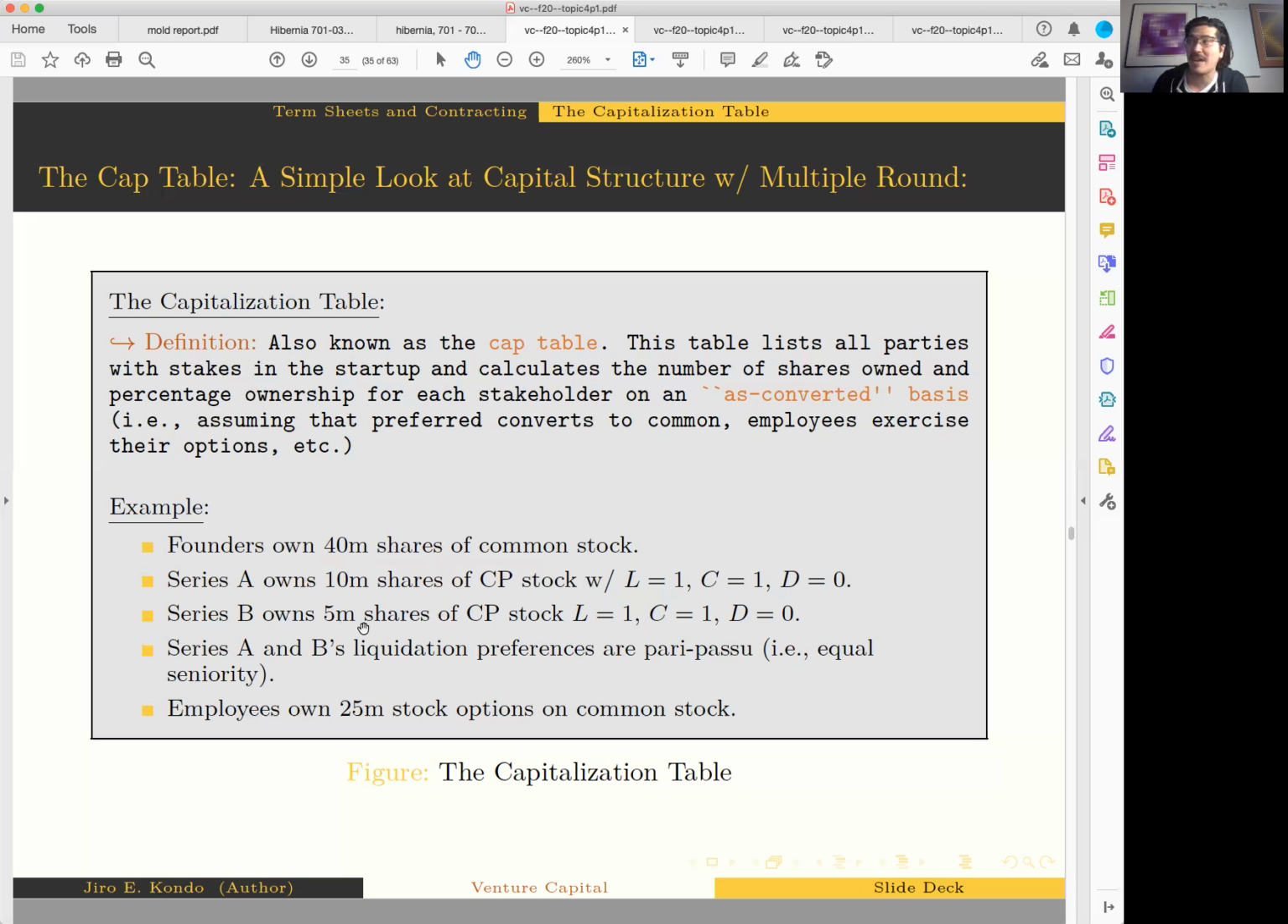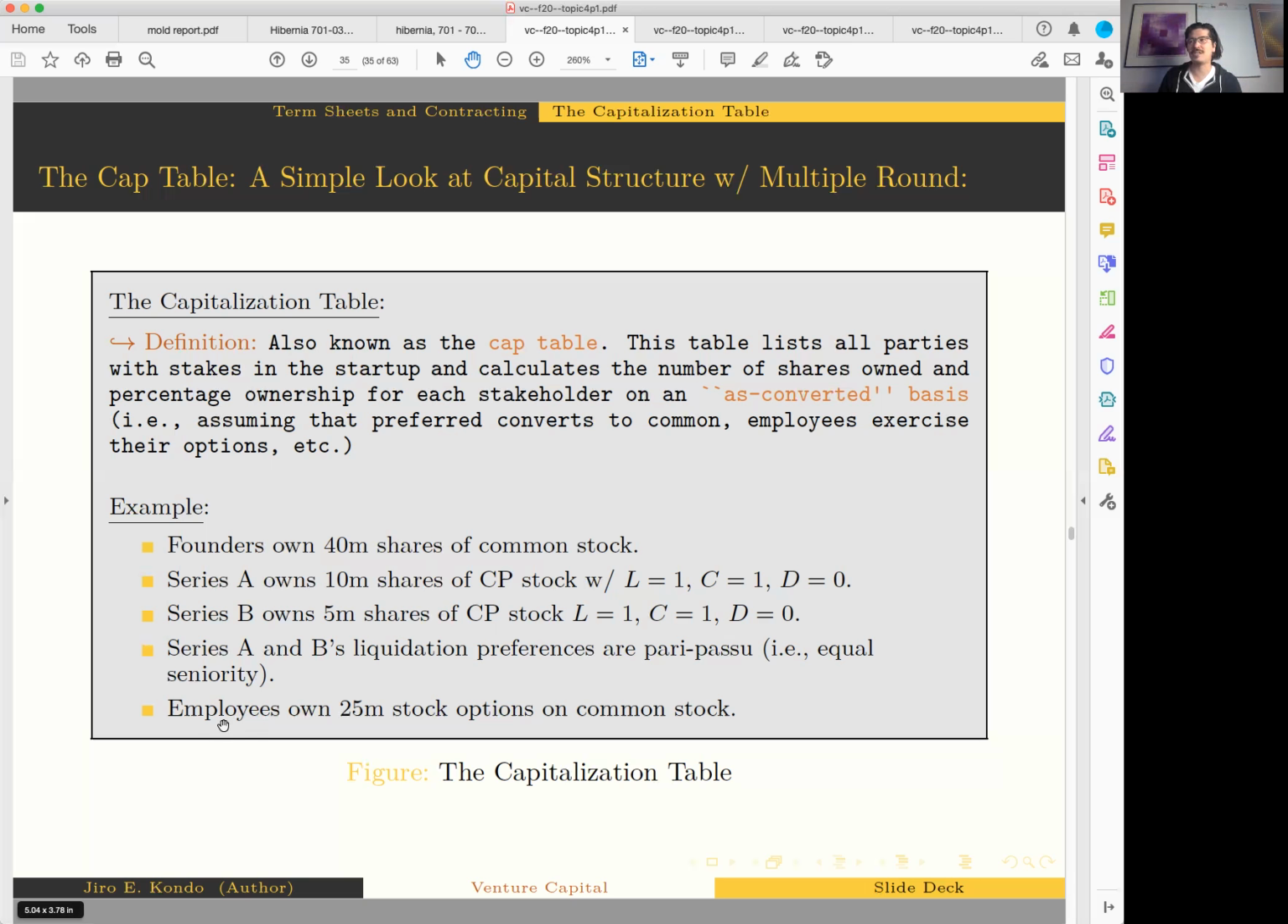Series B owns 5 million shares of convertible preferred, also with a liquidation multiple of 1, convertible 1-to-1, no dividends. So they can convert to 5 million common shares. Series A and B have liquidation preferences that are pari passu. That means equal seniority. I will get to that later. It's not relevant in the cap table. And then finally, employees own 25 million stock options on common stock. I'm not specifying the strike price just because I don't need to for the cap table. Are we okay with this so far?